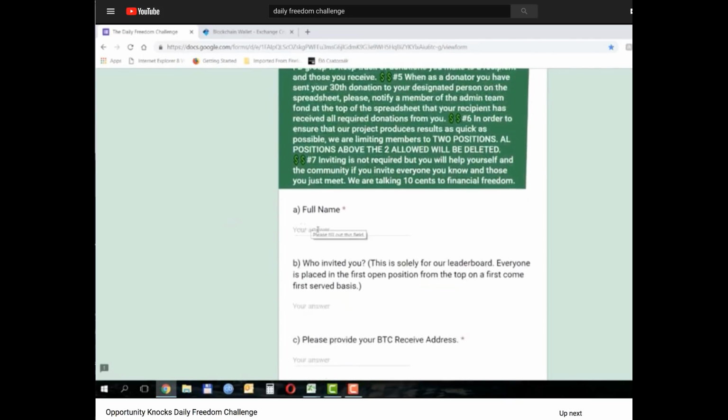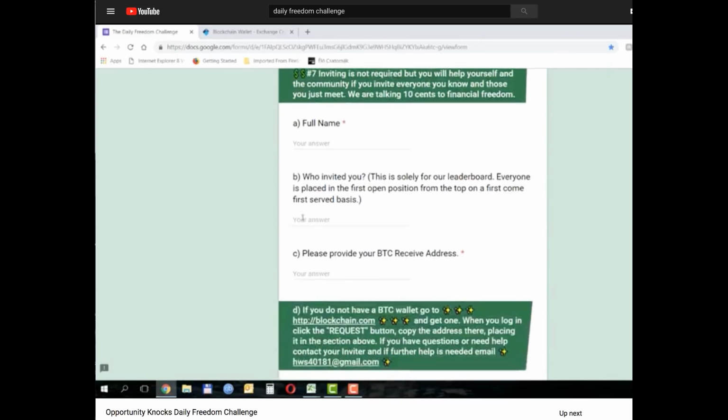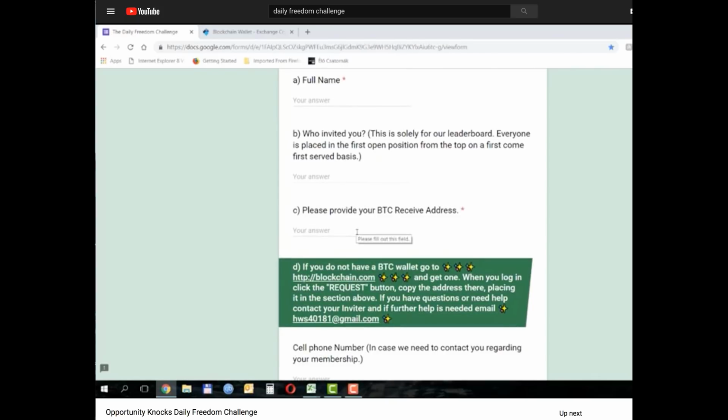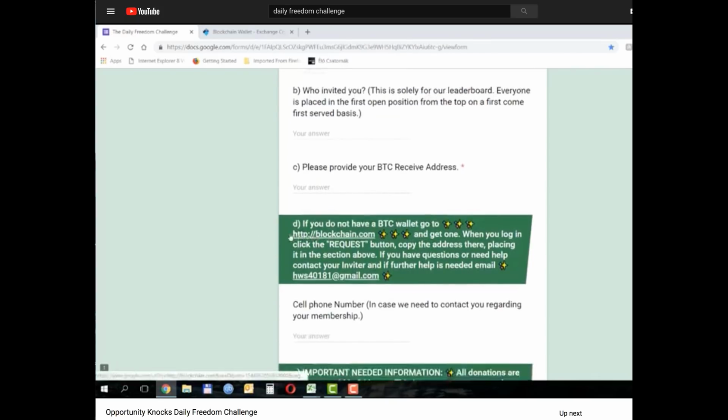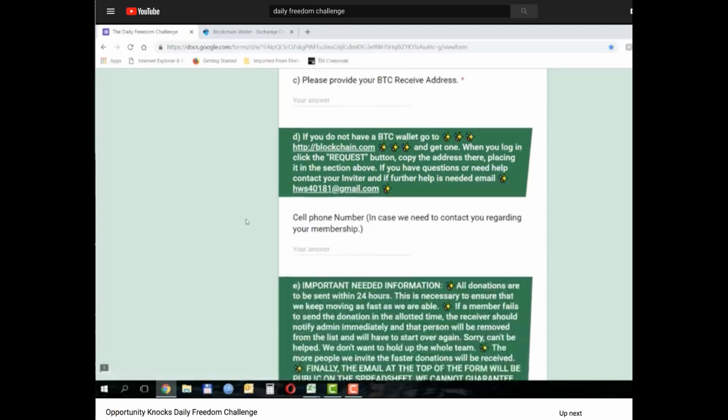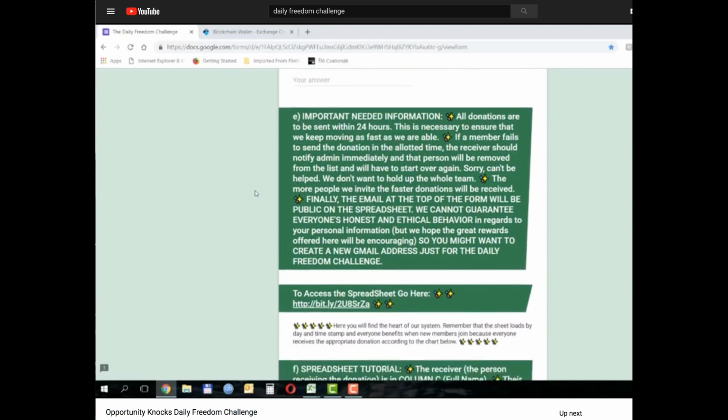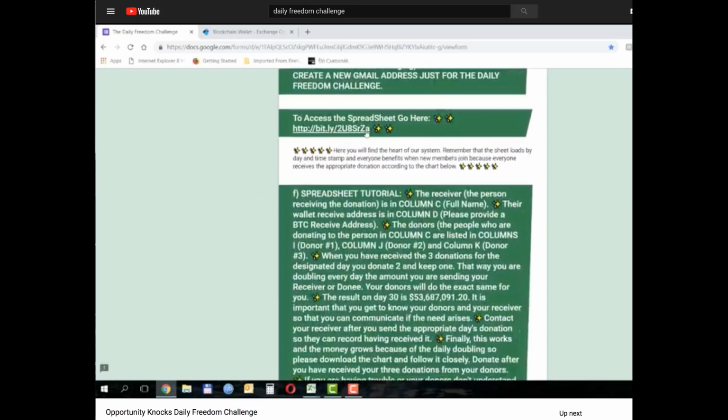Only at the full name you get a second, third, fourth number behind your name, and then the admin will know that it is your second, third, and fourth, and whatever position. Who invited you? The full name of the inviter, if you know it, and if not then leave it empty. Your Bitcoin address. Preferably we should use blockchain because the low fee is there. Your cell phone number. Here is the spreadsheet.